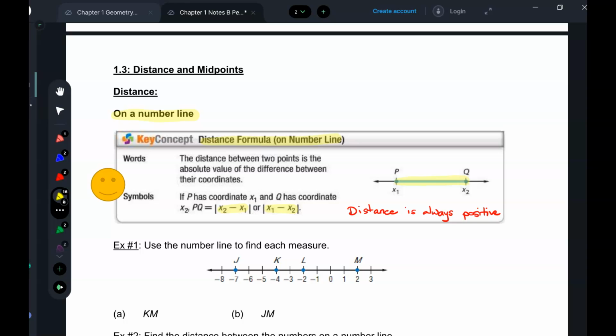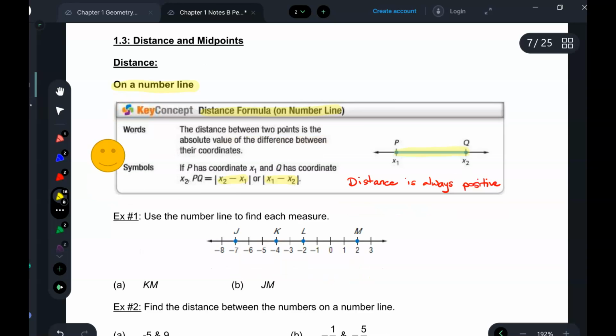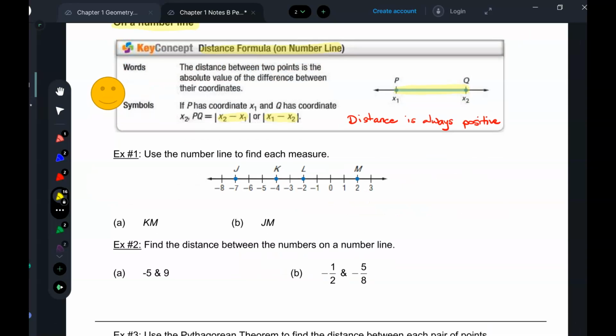I would put distance on a number line, and then maybe draw this picture. It doesn't matter what order we subtract the numbers, as long as you make sure to take the absolute value so that you end up with a positive distance.